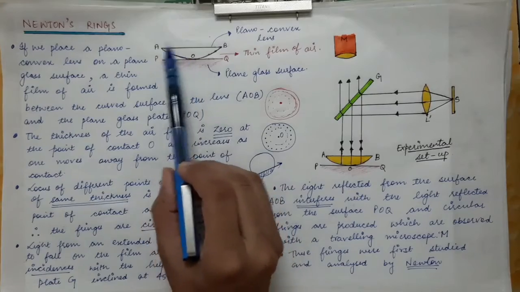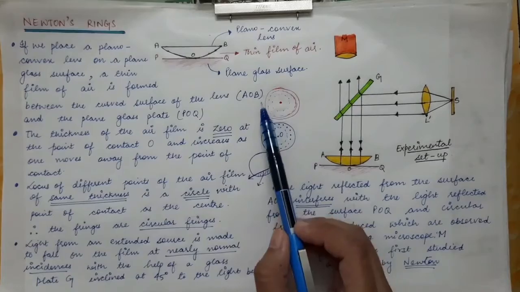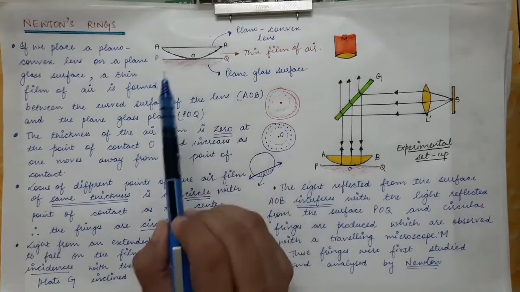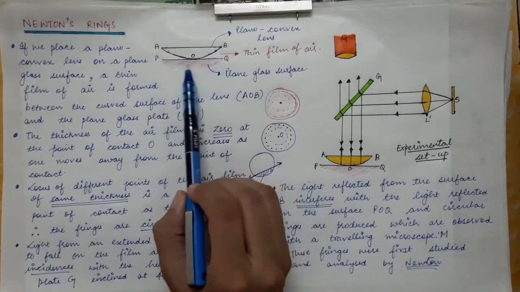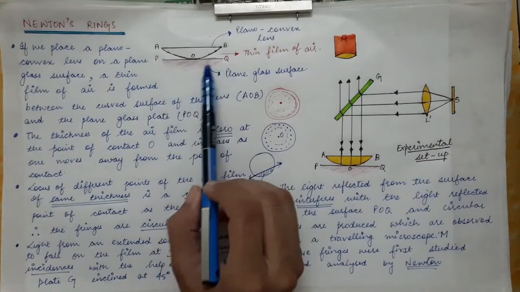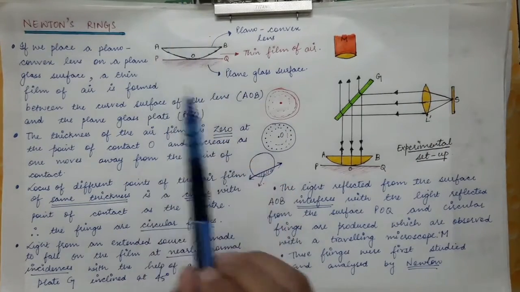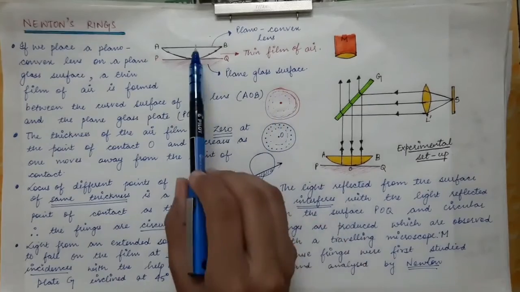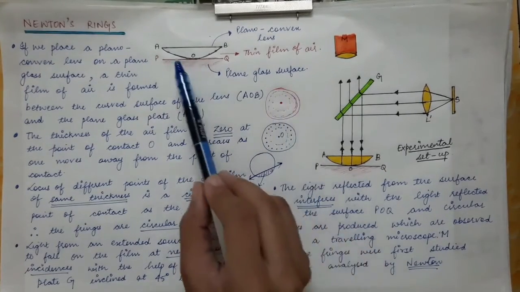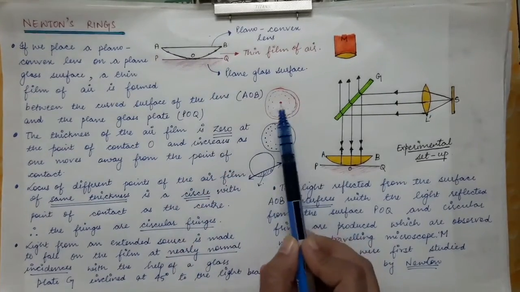So when this setup is viewed from the top, it appears to us as a circle, because this is a section from the sphere. This is a small part cut from a sphere of glass. Therefore, if this setup is viewed from the top, the upper surface of the lens is circular, and the curved surface of the lens is at the bottom of this circle.